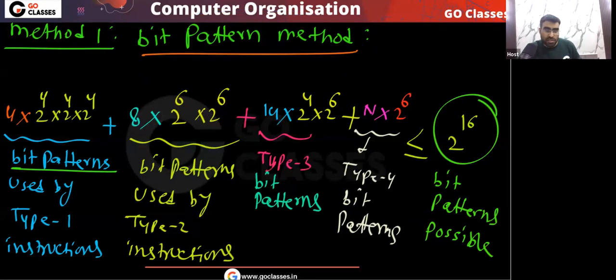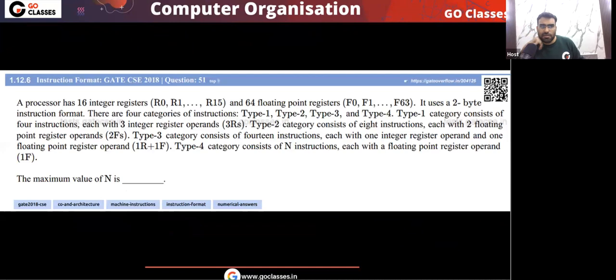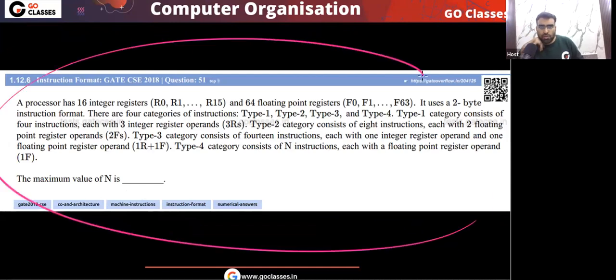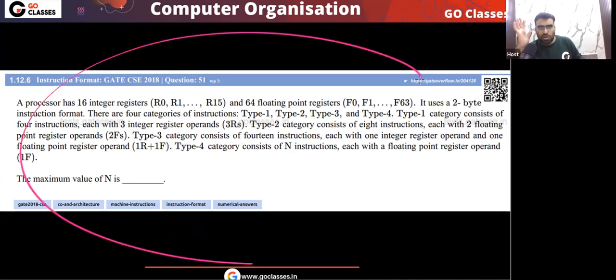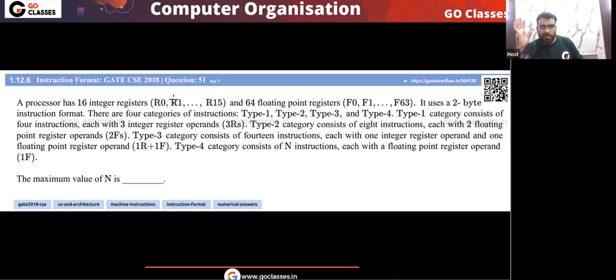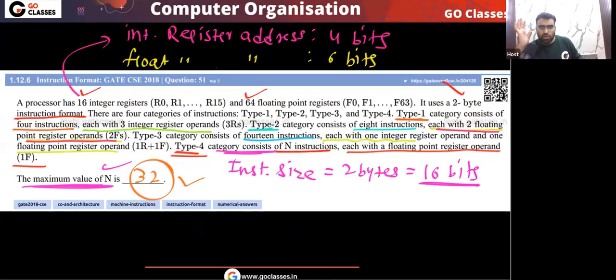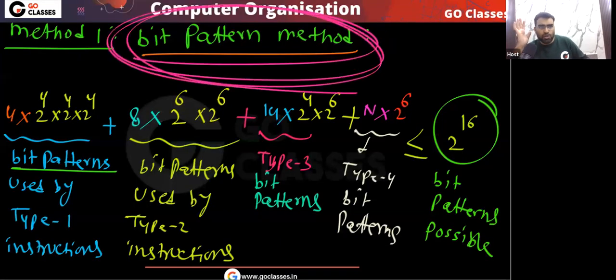If you solve this question in the GATE exam using the second method, how much time will it take? It will take a lot of time, remember, maybe 5 or 10 minutes. But if you use the bit pattern method, it will take maybe 1 or 2 minutes. The same question you can solve using 2 methods. The bit pattern method we have already seen, and I have already given you the solution.